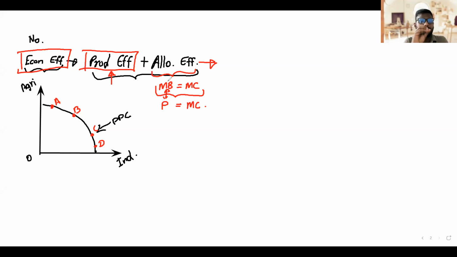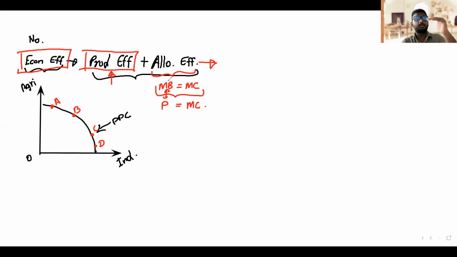Now, that is the theory behind this question: what is economic efficiency, what is productive efficiency, what is allocative efficiency. We'll talk about the structure of the answer now. For this question, you don't have to actually draw a PPC. First of all, you start with a no, and then you say economic efficiency is achieved when both productive efficiency and allocative efficiency are simultaneously achieved.